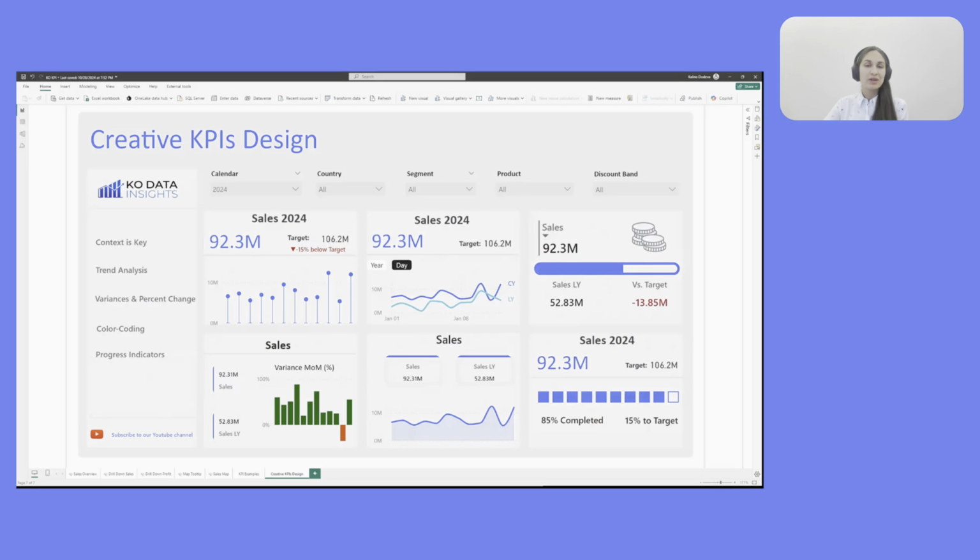So in summary, when creating KPI visuals, it's crucial to provide context through comparisons, to show trends over time, also to highlight variances and percent changes, and to emphasize progress. It's also important to use colors to instantly communicate good or bad performance. And it's also super important to employ visual elements like progress bars to make data easily digestible. So by following these tips, you make your KPIs not only more engaging, but also more actionable. I hope this helps you design more creative KPI reports.